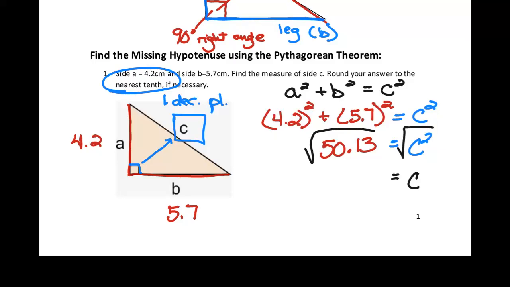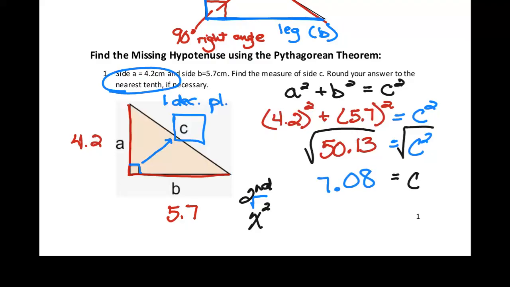You hit the second function, and you hit the square root button, x squared, which gives you the square root button above it, right? And that should give you, you have to retype in 50.13, and that's going to give you 7.08.